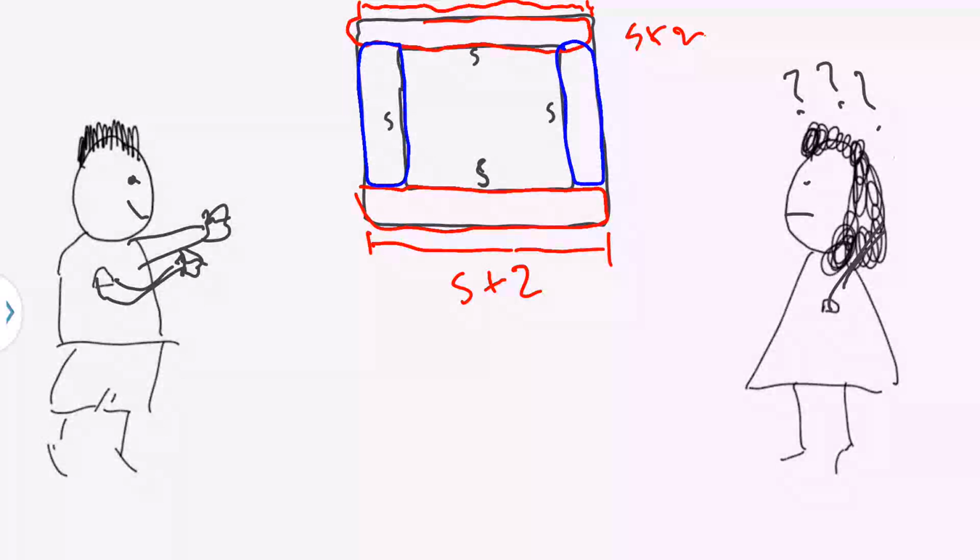I don't know. I don't get it. Bonnie, seriously, you got to try, Bonnie. It's right there in front of you. Look, it's S tiles. So you have S tiles here and you have S tiles here. So Bonnie, how many tiles do you have all together?